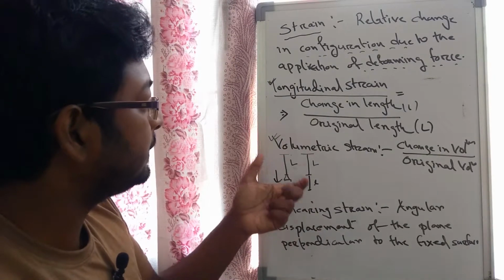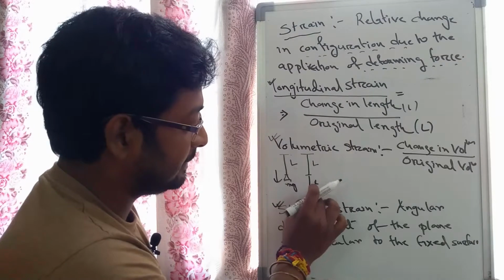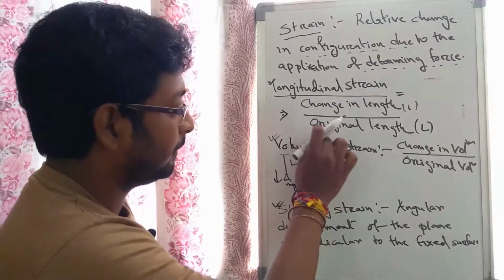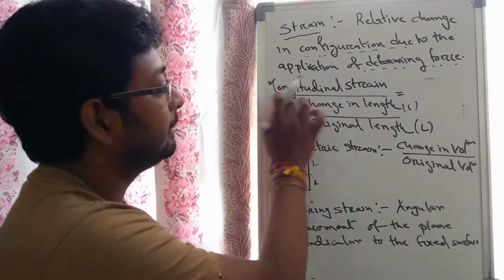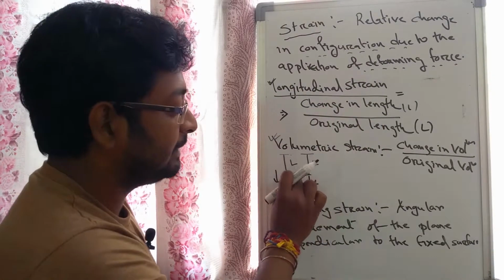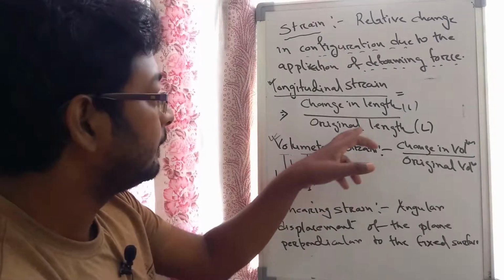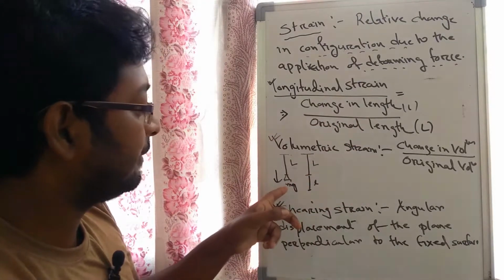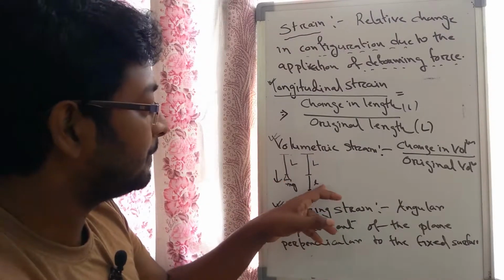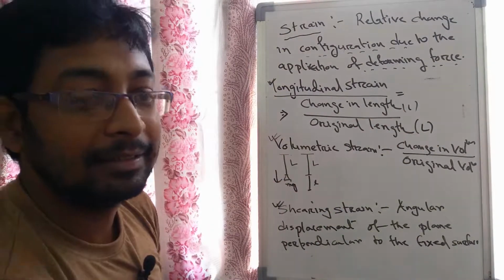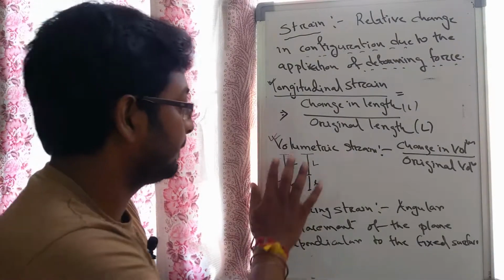So the longitudinal strain is the ratio of the change in length. What is the change in length? This is the small l. And what is the original length? This is the capital L. So longitudinal strain is the ratio of the change in length to the original length. Change in length means, after applying some deforming force, the change that we observe. Okay, so this is the example for our longitudinal strain.